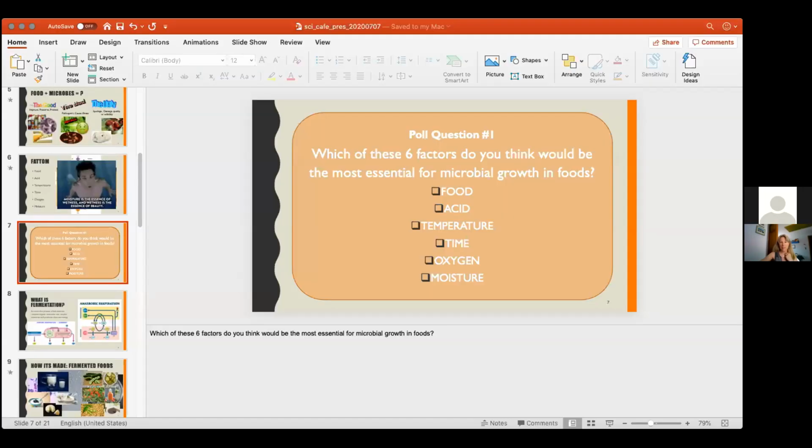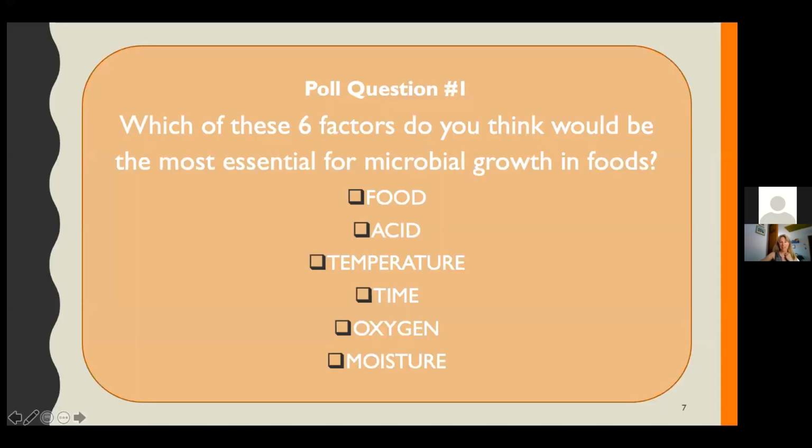Let's see, we'll get a couple more answers in there. It looks like the majority is going with food, with temperature being a close second. All right, awesome. Share those results. Excellent. So, great news, you're all right. It's really, yeah, trick question.